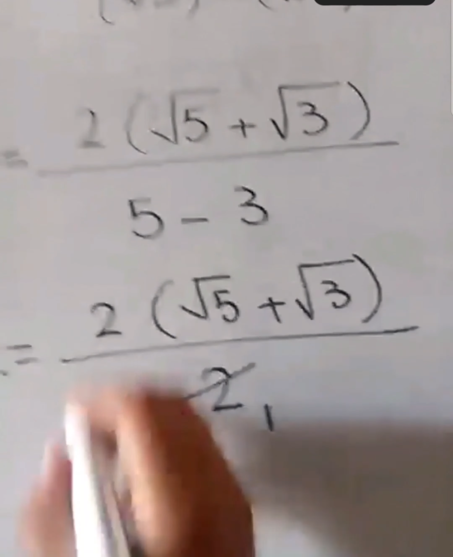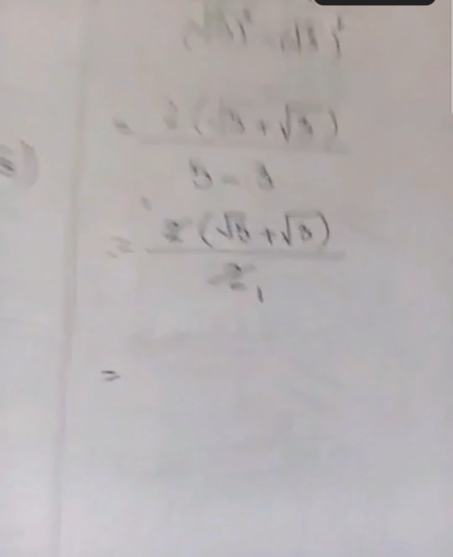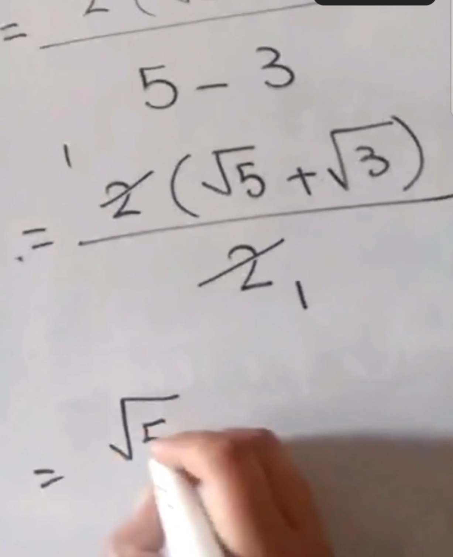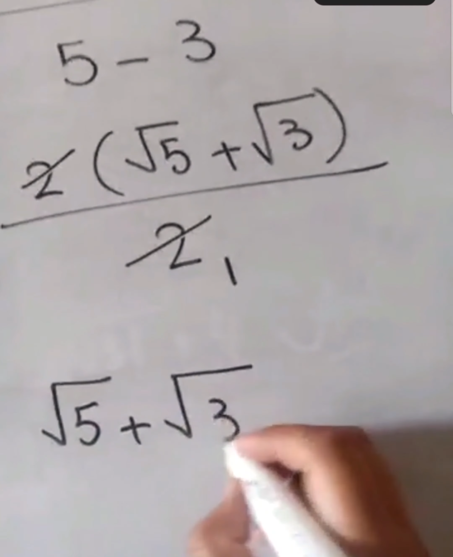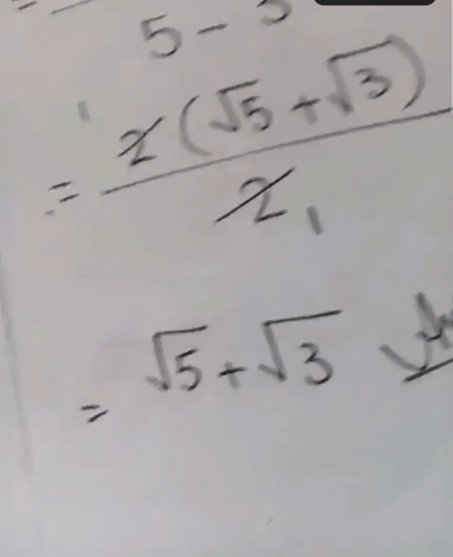So again the cancellation property of multiplication will be done here. 2 ones are 2, 2 ones are 2. So what is left? Square root 5 plus square root 3 divided by 1. So no need to write that. Rationalization process is done here. This is your answer. Is it clear? This process is called rationalization.